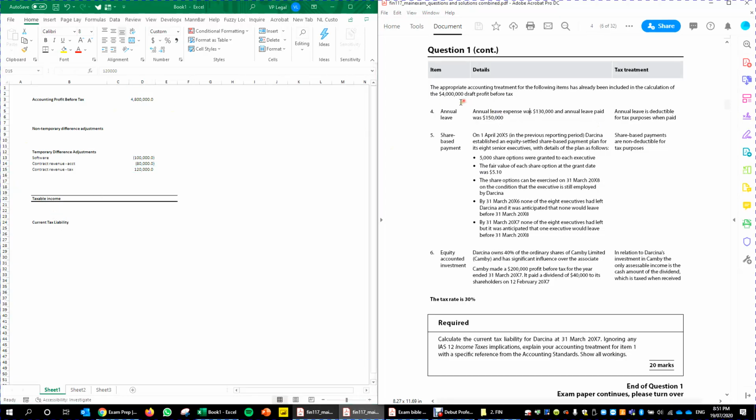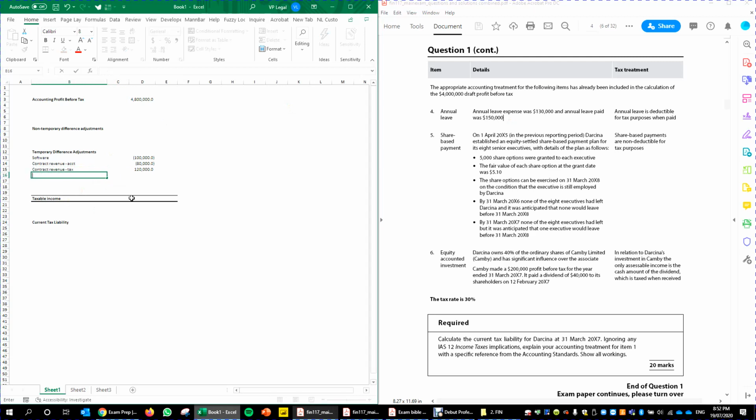Okay, so for the next one, so 4, we know that the annual leave expense was $130,000, so that's what would have been in the P&L, and the annual leave paid was going to be $150,000. Okay, so that's what's in the P&L there. And for tax, we know that the annual leave is deductible for tax when it's paid. So this one's pretty straightforward. All we have to do is reverse out the accounting expense and put in the tax expense, I should say. So how do we do that? Again, this is just the timing.